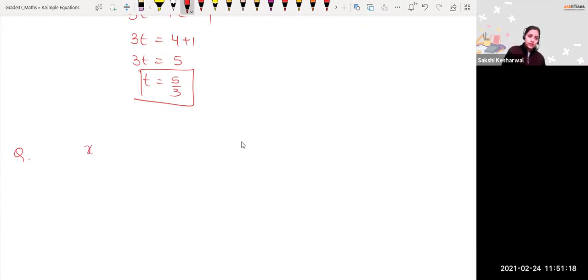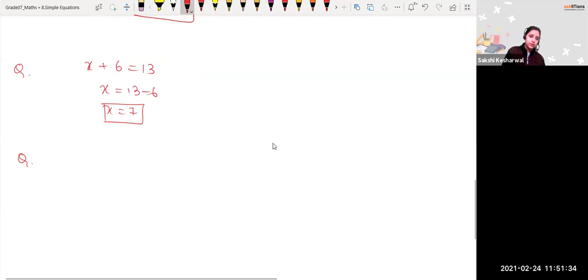It's written x plus 6 is equal to 30. Now, you have to make x alone. So what you'll be doing, you'll be writing minus 6 because this is plus 6. You will be transposing to this side. So x is equal to what? 30 minus 6. So x is equal to what? 24, right?